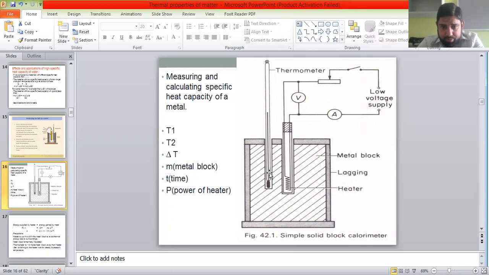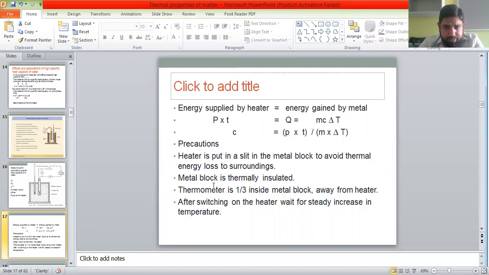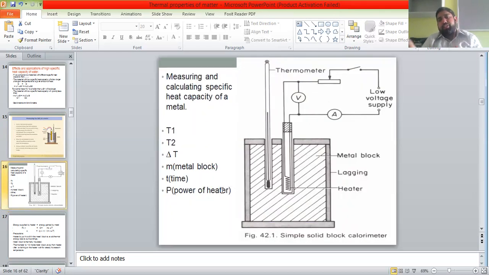We have put the thermometer in such a way that 1/3 of the thermometer is almost inside the metal block. There are two reasons for that. Why is that? Because the initial temperature of this thermometer will be room temperature, which is almost 27, 28, 30 degrees Celsius. So if we have inserted 1/3 of the thermometer inside, we'll be easily able to read the initial temperature from the thermometer. And after performing the experiment, you will be reading the thermometer for some higher temperature reading.